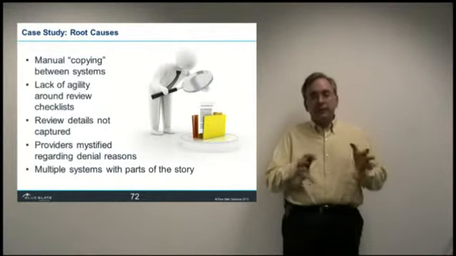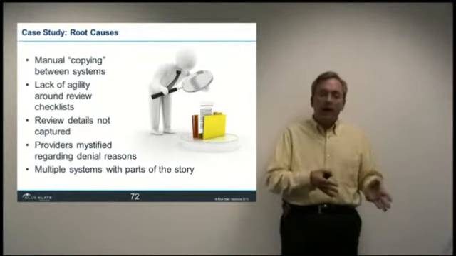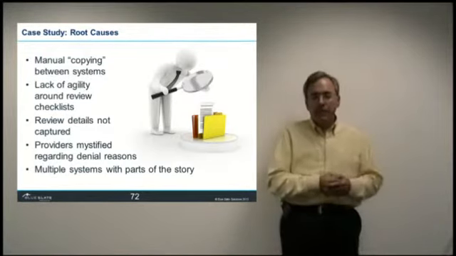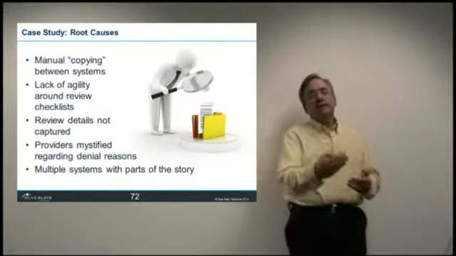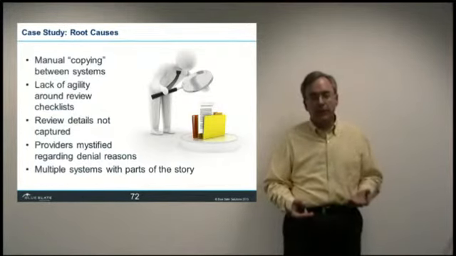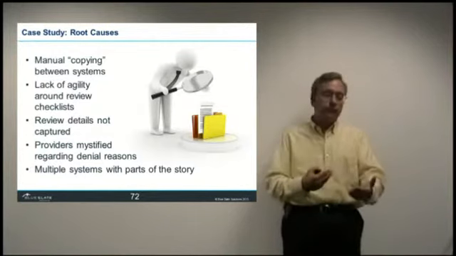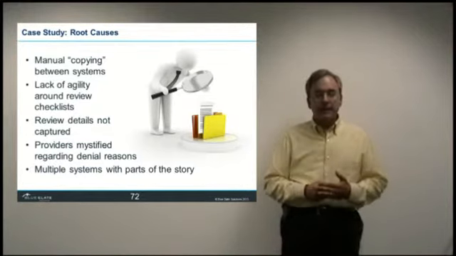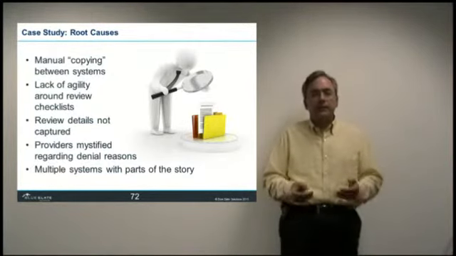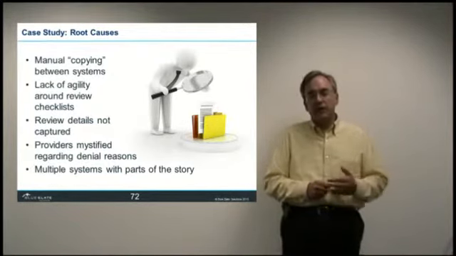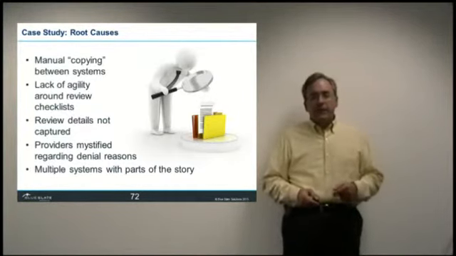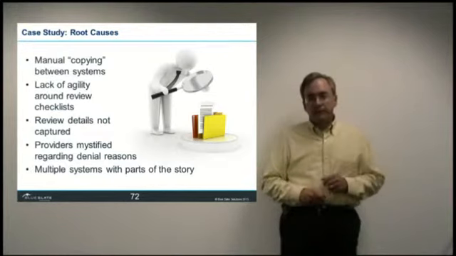The review details related to that were not collected, so I didn't know why. The system didn't know why the nurse was saying this claim should be denied. And of course, that then led to the fact that the providers themselves were mystified when the rejection came in, because they would get a claim rejection that said no medical necessity. And they don't know what did I do incorrectly, right? They don't understand what the mistake is or how they should change their procedure. And then finally, there's multiple systems involved in all of this that have part of the story, but nobody has a unified view of it.